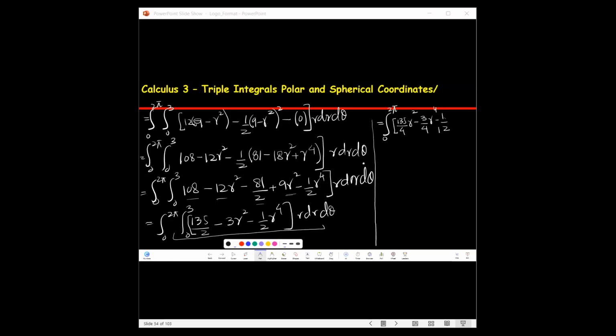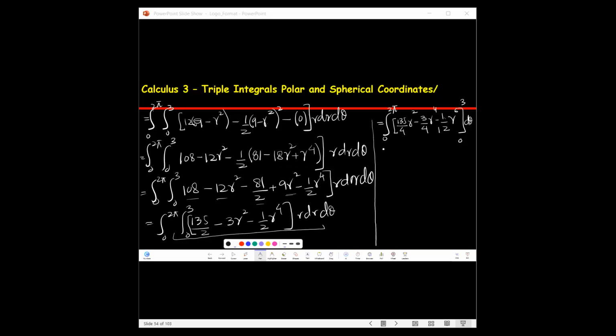Just do 3. I think this one is r to the fifth. I just multiply this one. So 135 r squared, and then r to the fourth, and then 12 r squared. Sorry, r to the fifth, and then 166, and then 0 to 3 d theta.